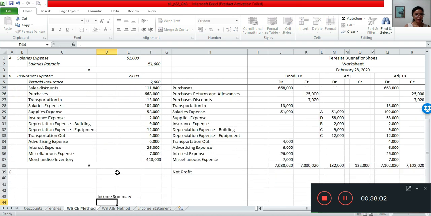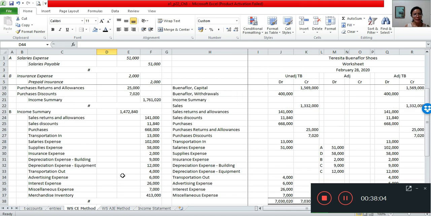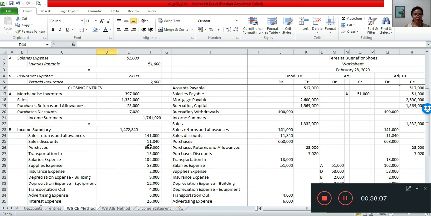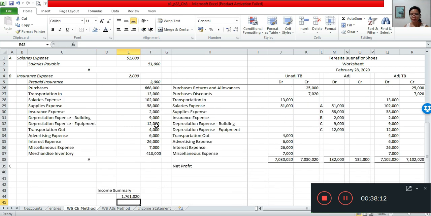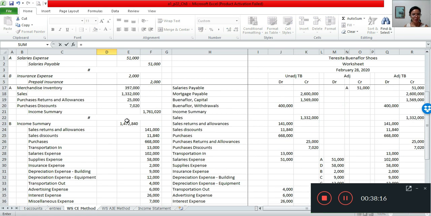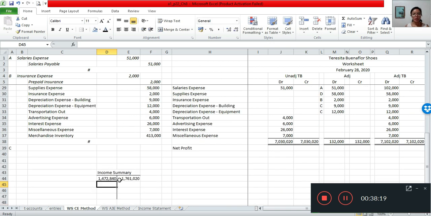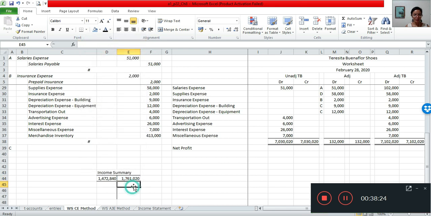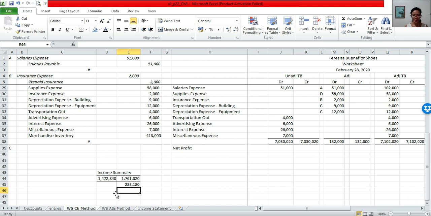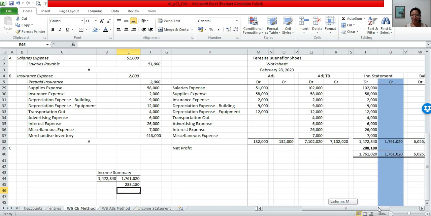So you have here the T account for income summary. The first entry that was made to it was when we credited it in letter A. So I'm just going to post it right here. And the second entry that we made was when we debited it in letter B. So I'm going to post it right here. So you would notice that income summary, let's check how much its balance is. The credit side is larger than the debit side, and so therefore this should be 288,180, which is the amount of our net income.